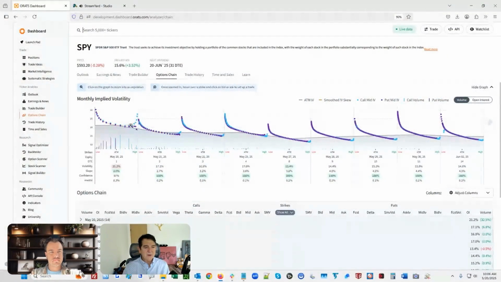SPY probably isn't the best example, but this orange line is our smoothing line. What that means is we get the cyan, which is call implied volatilities, and purple, which is put implied volatilities, and we line them up. We have a ton of information on the SMV calculation, but lining those up and getting the right interest rates and the right dividend assumptions is a very important part of that. And then we draw a smooth skew through the calls and puts.